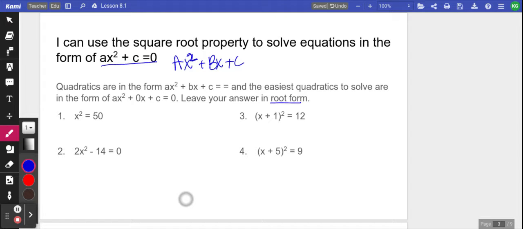We're going to take the square root of both sides, so it's plus or minus the square root of 50. Then we need to simplify that down into root form. I ask myself, what is the biggest perfect square that goes into 50 evenly? That's 25 times 2. The 25 gets to come out, and the 2 has to stay inside because we can't break it down or take the square root of it. And the square root of 25 is 5.